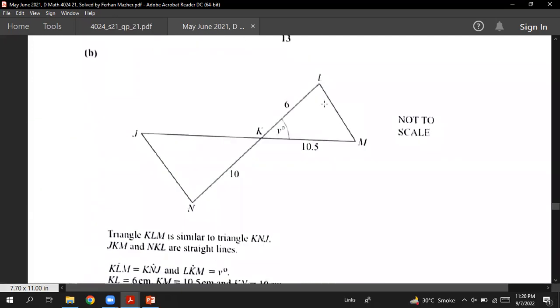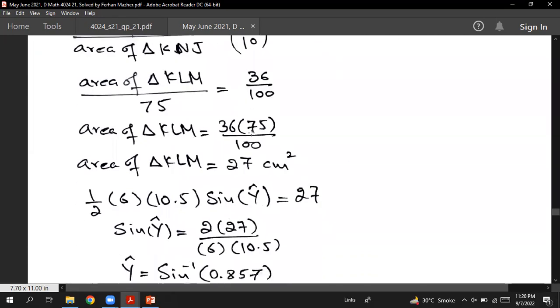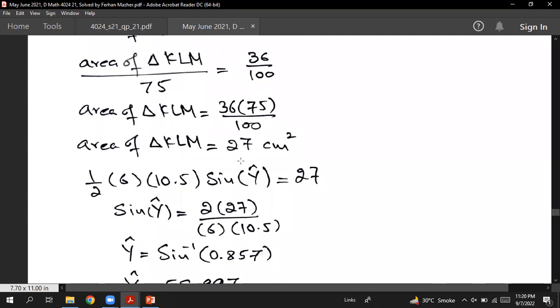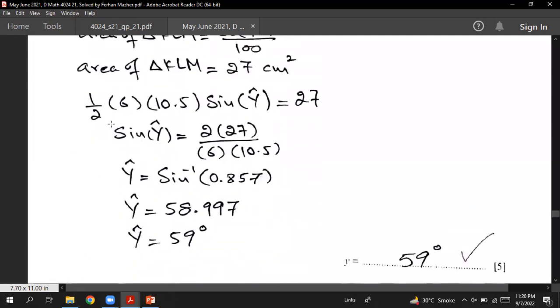So once I know the area of this triangle, and I know these sides, I want to know this angle Y. So 1 by 2 into 6 into 10.5 into sine of Y equals its area, which I already know is 27. So the sine of Y will be equal to 2 multiplied by 27 divided by 6 divided by 10.5. So you will get 0.857.